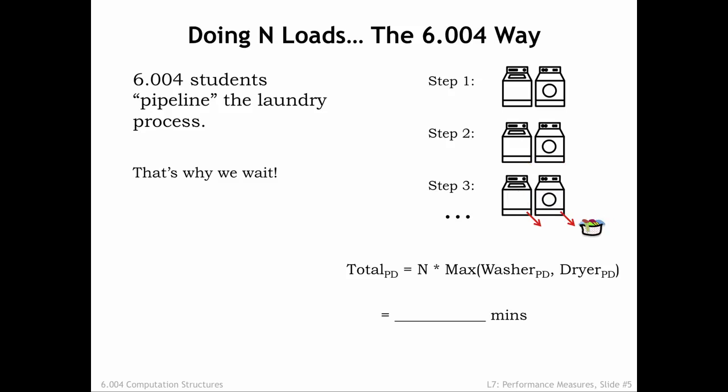In other words, the effective processing rate of our overlapped laundry system is 1 load every 60 minutes. So once the process is underway, n loads of laundry takes n times 60 minutes. And a particular load of laundry, which requires 2 stages of processing time, takes 120 minutes.